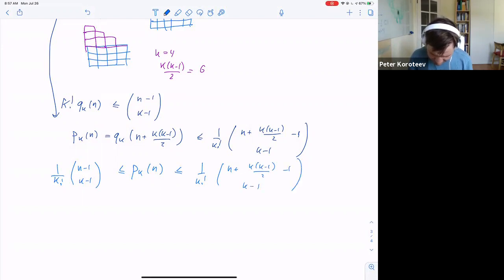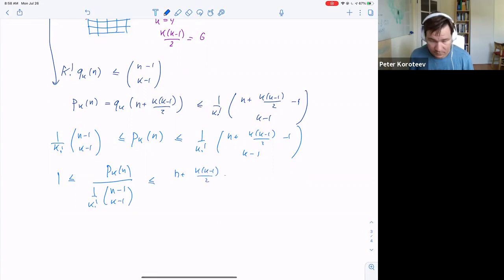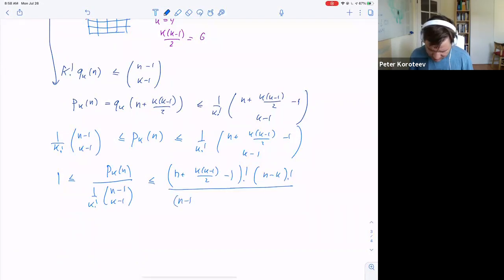And now let's divide by the left-hand side, and we're going to estimate the right-hand side. So 1 is less or equal than p_k of n over the binomial, and on the right, just using the definition of the combinatorial coefficient, we get (n plus (k minus 1) over 2 minus 1) factorial times (n minus k) factorial divided by (n minus 1) factorial, and here is (n plus (k minus 3) over 2) factorial.